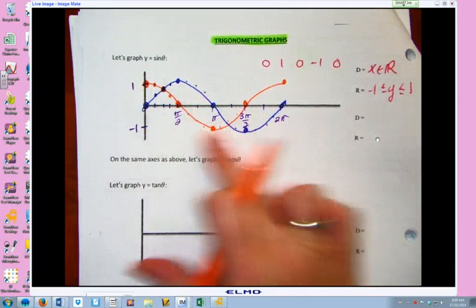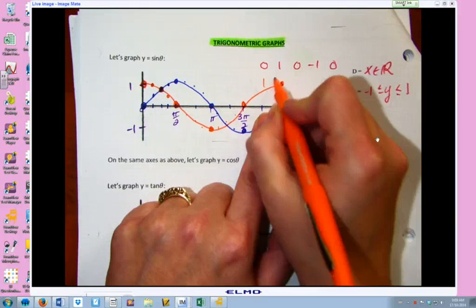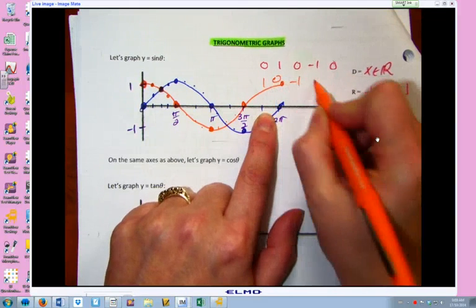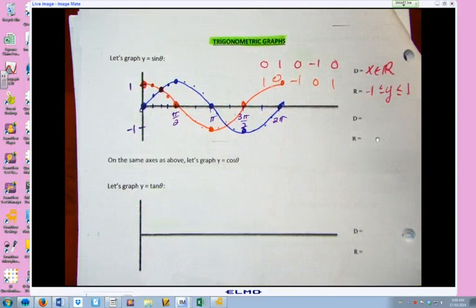Again, you don't need to do all the points. I just memorized that it goes 0, 1, 0, -1, 0, 1. And that just comes right from the axes values.